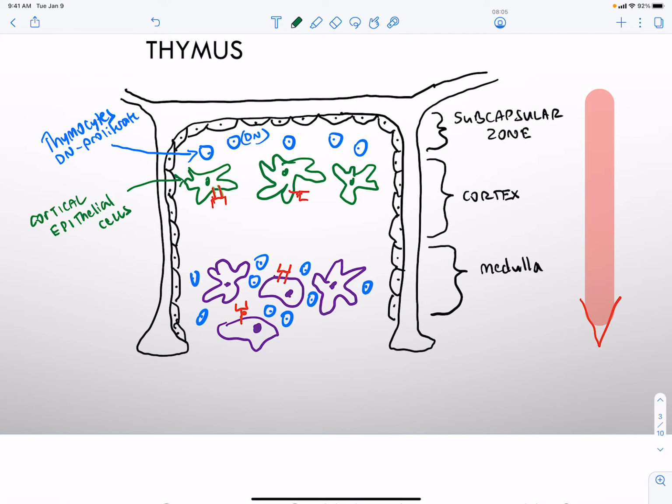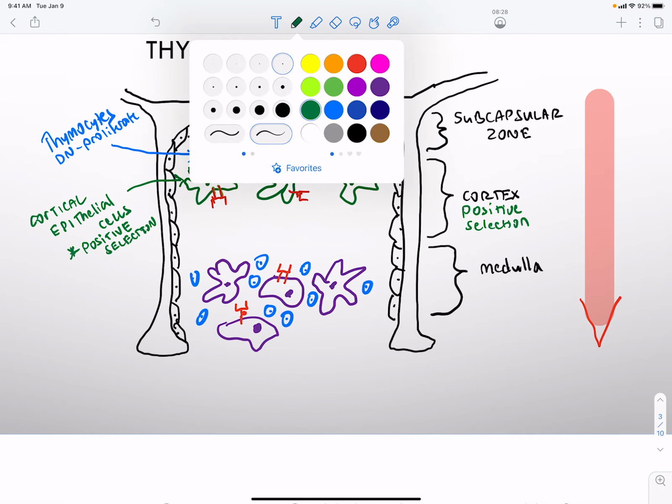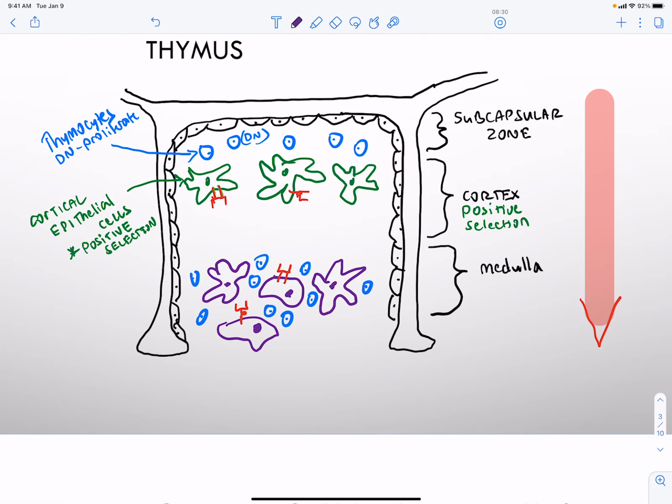Now, these cortical epithelial cells are going to be important in a process we'll talk about. It's called positive selection. So in the cortex is where positive selection occurs. And in the medulla, you have many cells that are important.